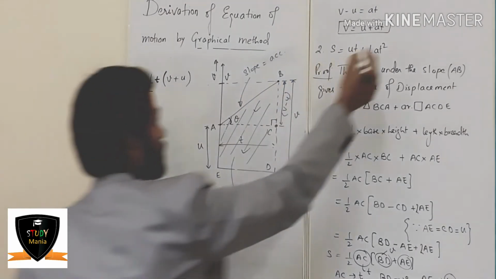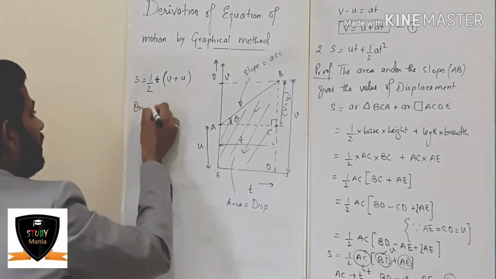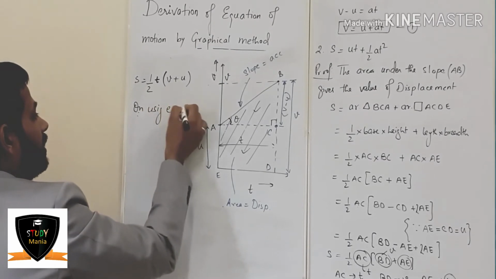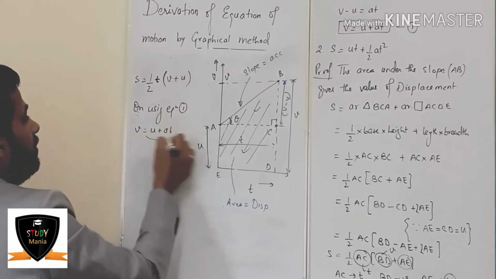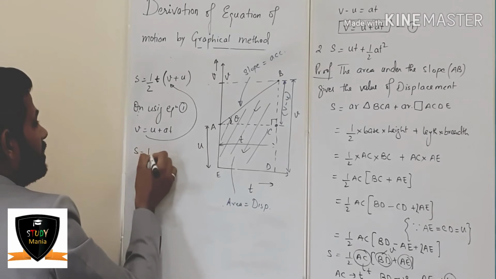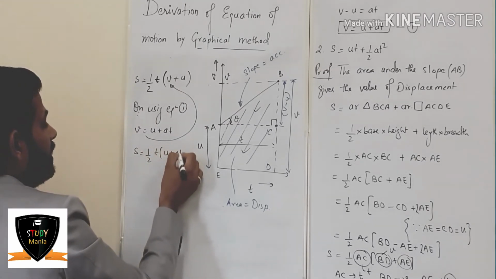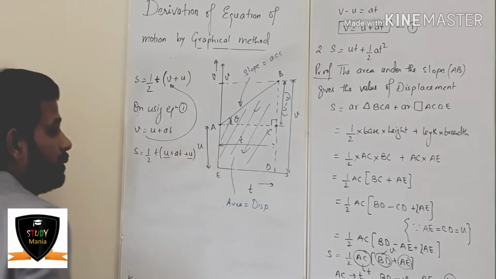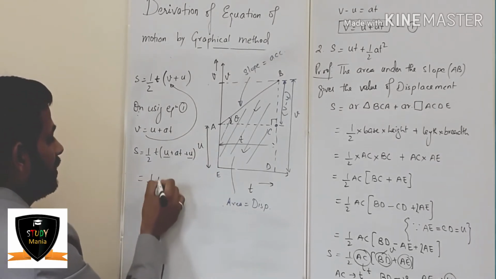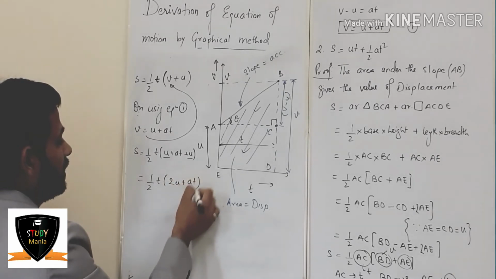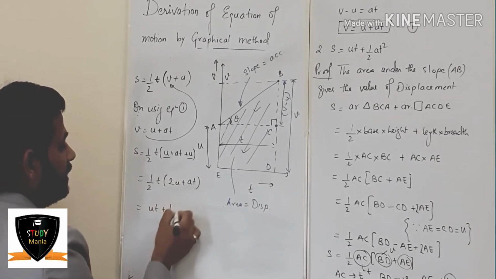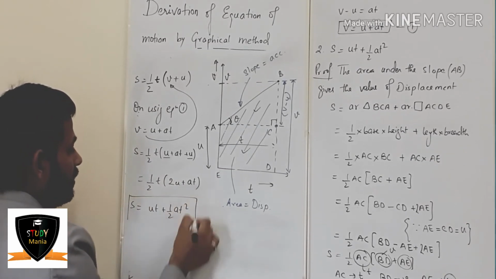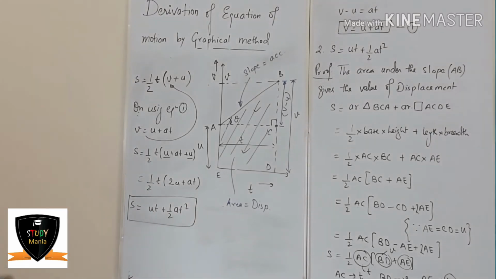Using the first equation of motion, V is equal to U plus AT. So put the value of V here. What do you get? S is equal to half T into U plus AT plus U. Now this U and this U will add up and give half T into 2U plus AT. And if you multiply the half, the 2 cancels, giving UT plus half AT square. In this way, you get the value of displacement, the second equation of motion, that is S is equal to UT plus half AT square.